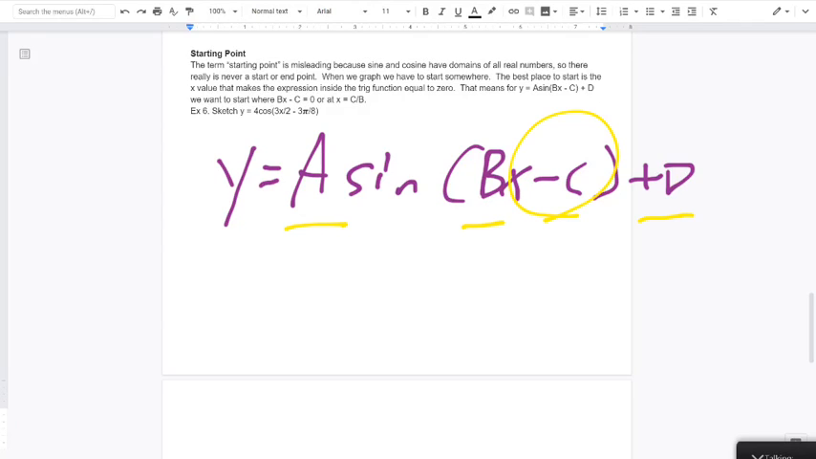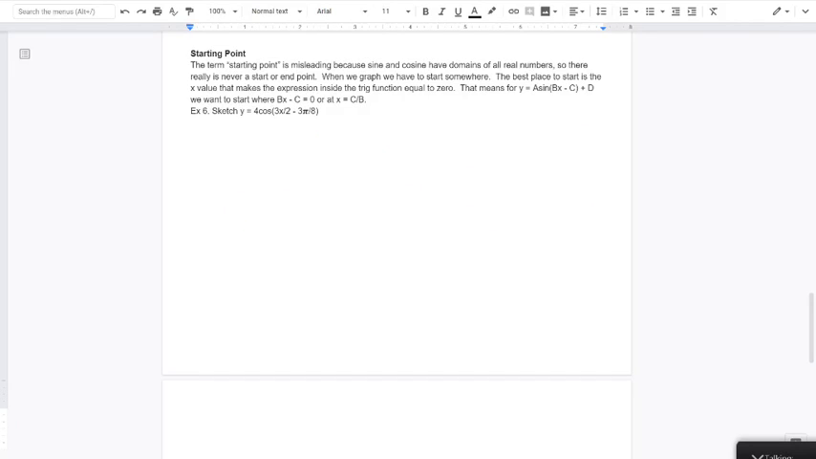Now let's talk about C. C is going to affect our starting point. And I use the term starting point loosely because there really is no start or end to a trig function, especially like sine and cosine. Their domains are all real numbers. So you can really start anywhere, but it's usually good to start close to the y-axis, just for practical reasons.